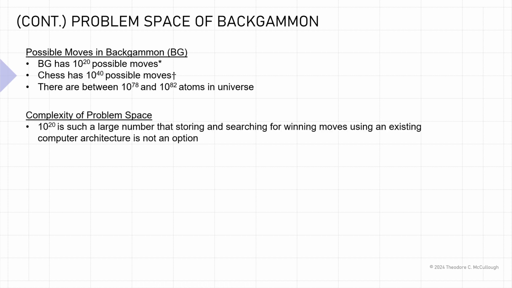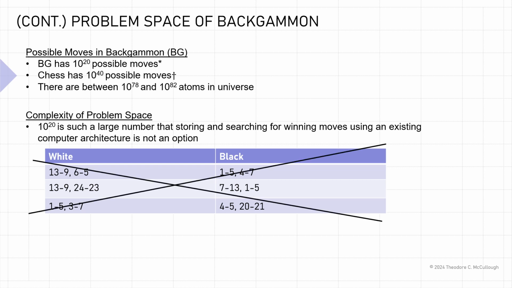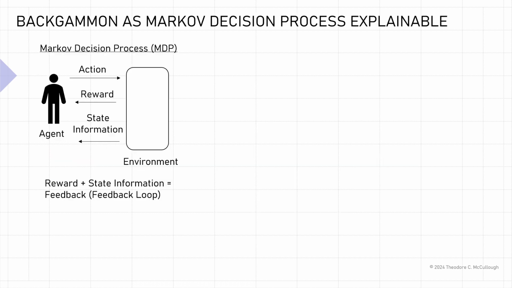10 to the 20th is such a large number that storing and searching for winning moves using existing computer architecture is not an option. Put another way, you cannot take all of the possible moves in backgammon and put them into a table and search. That's just not feasible, again, using current computer architectures. Because of this, you need a probabilistic approach to learn winning moves in backgammon.